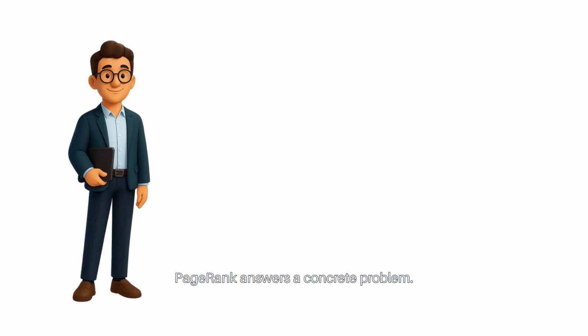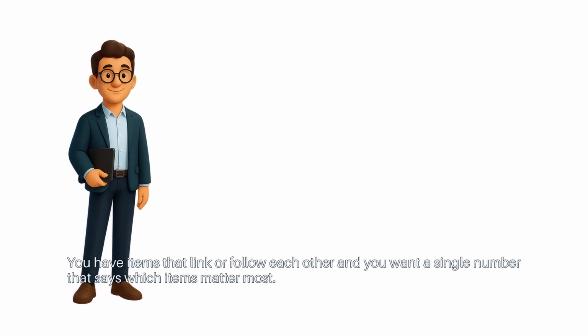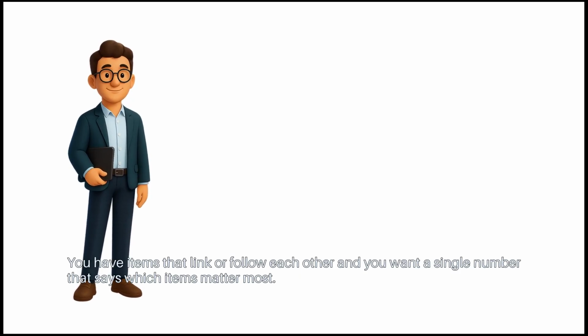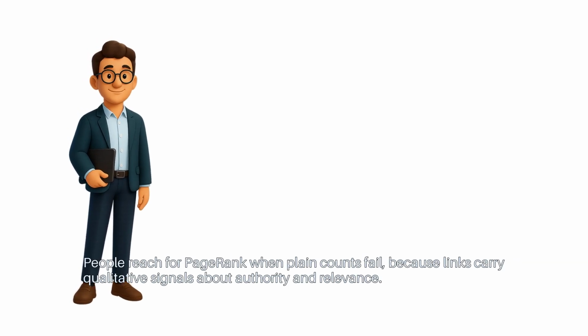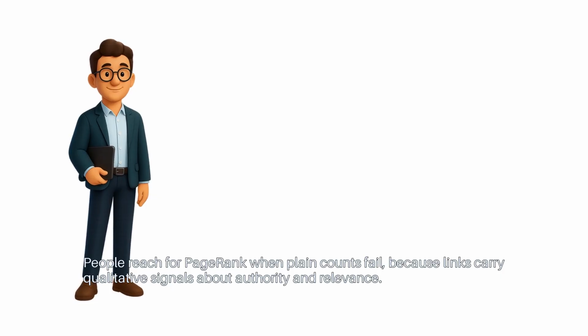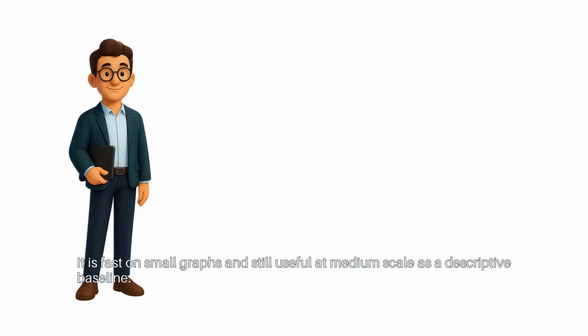PageRank answers a concrete problem. You have items that link or follow each other, and you want a single number that says which items matter most. People reach for PageRank when plain counts fail, because links carry qualitative signals about authority and relevance. It is fast on small graphs and still useful at medium scale as a descriptive baseline.